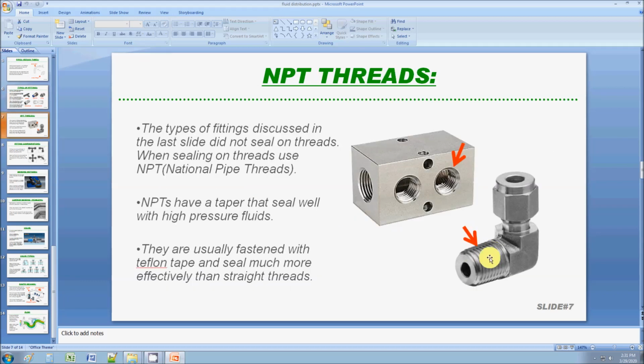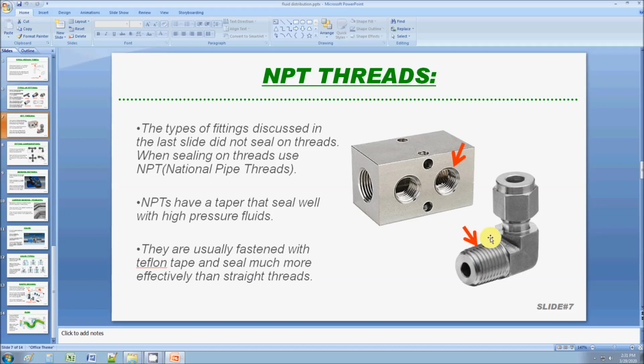The NPT thread is another way that you can seal a connection when you have fluid running through your system. I've talked about this in the hole dimensioning lecture, but really again, there's taper. These threads are tapered. They're at an angle so that it seals when it fastens with the internal screw threads. And then what you can do is you add Teflon tape around it so that it seals even better.